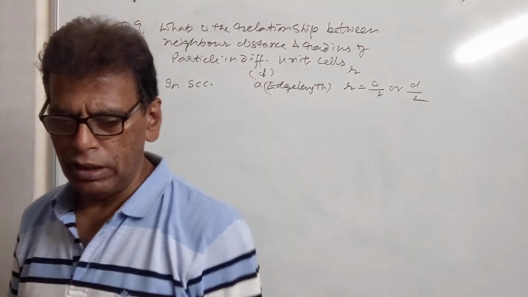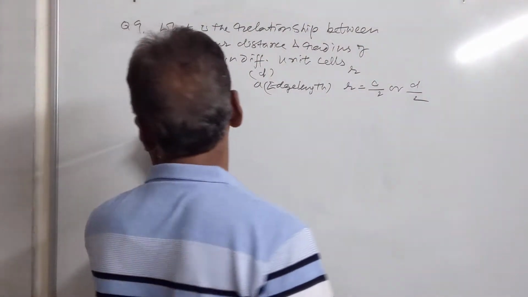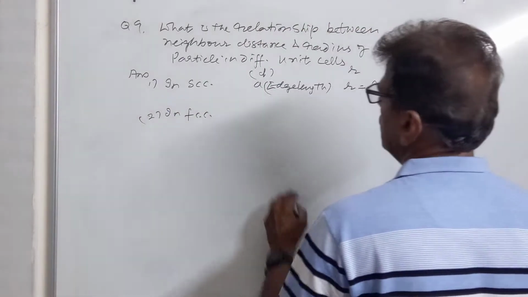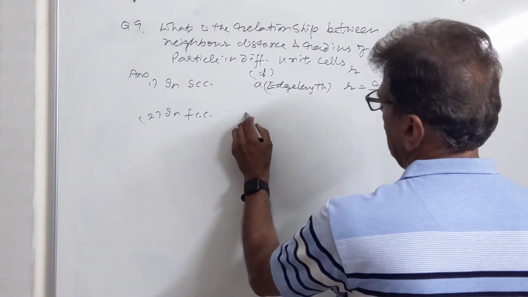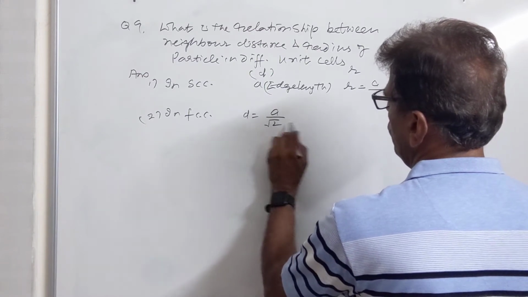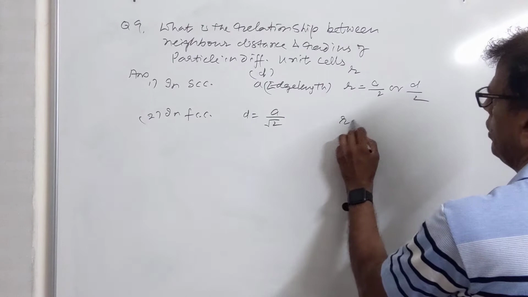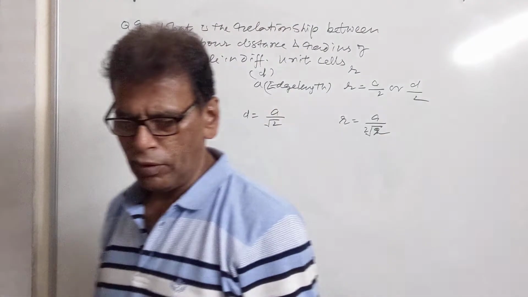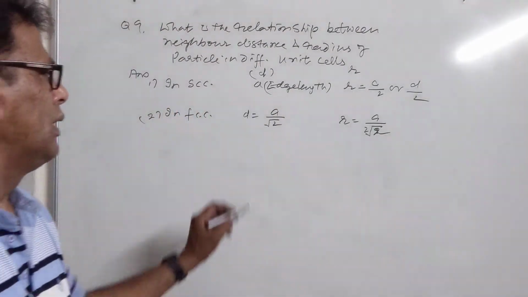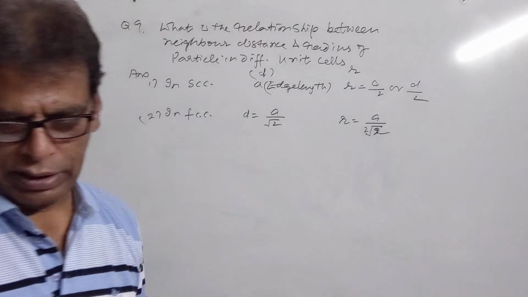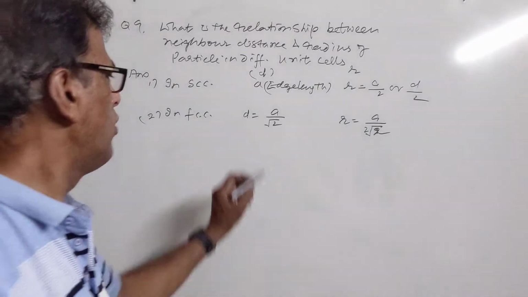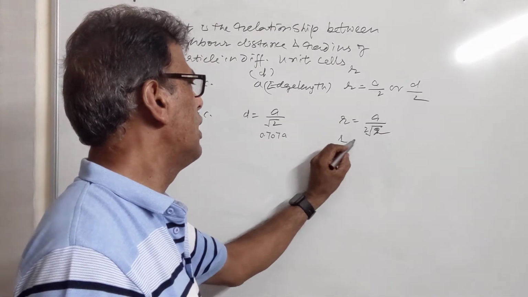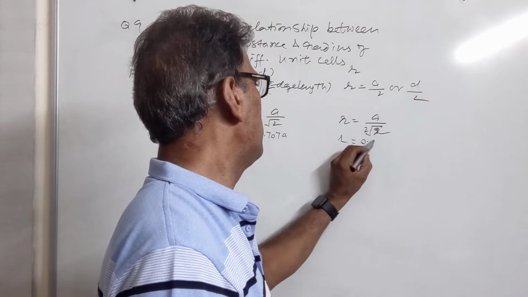Then after simple cubic cell we have face centered cubic cell. In FCC, the relationship between distance D is A by under root 2, or R is equal to A by 2 under root 2. This is for face centered cubic cell. You can say it is A by under root 2, or we can solve it as 0.707A, and this can be solved as 0.3535A.